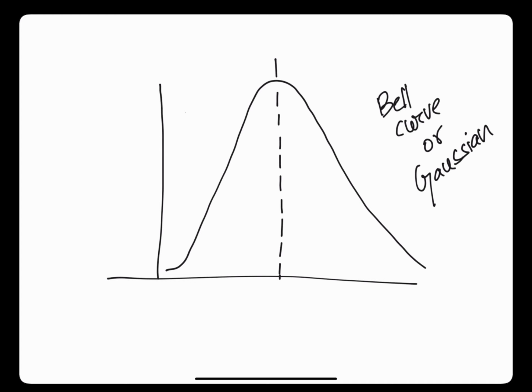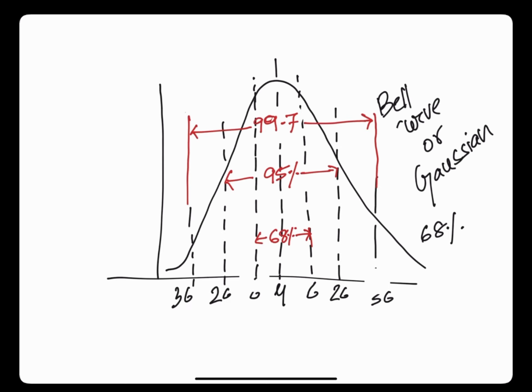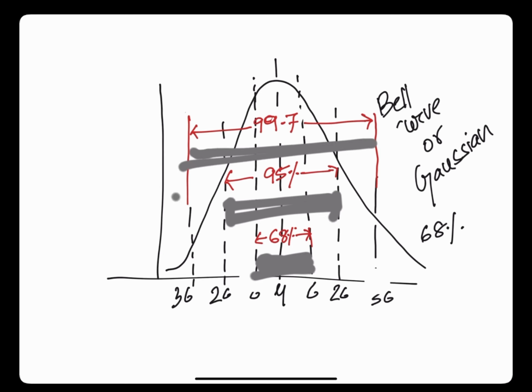Also, a variable that is normally distributed follows the 1, 2, 3 rule, which states that there is a 68% probability of the variable lying within one standard deviation, a 95% probability of the variable lying within two standard deviations, and a 99.7% probability of the variable lying within three standard deviations of the mean.